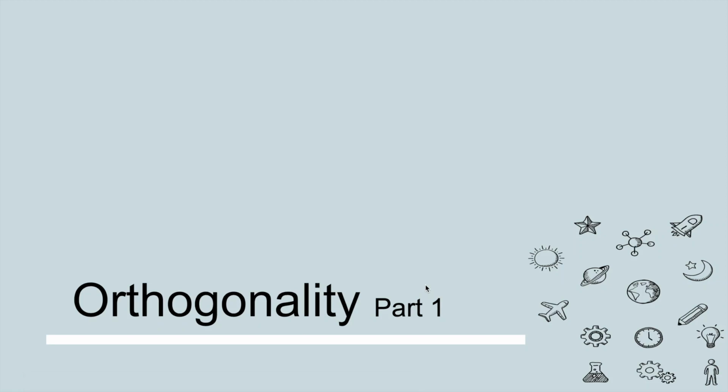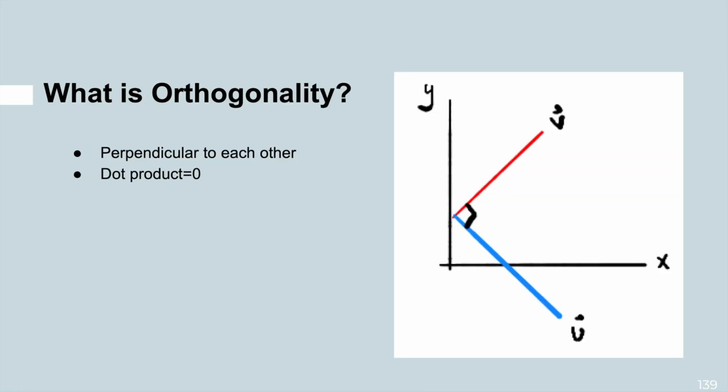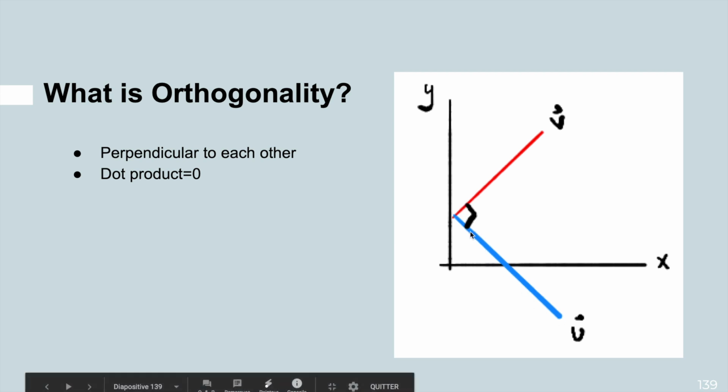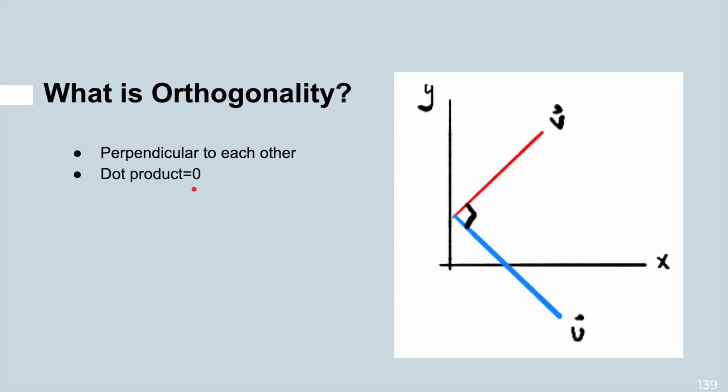So this is just going to be the first video introducing orthogonality. Before we go any further, we need to know what it is. So we have vector v, which is in red, and vector u, which is in blue. You see this little square-looking thing? It just means that they are perpendicular to each other. So if two vectors are perpendicular to each other, it means that they are orthogonal. Now another way to say this is that their dot product is equal to 0.